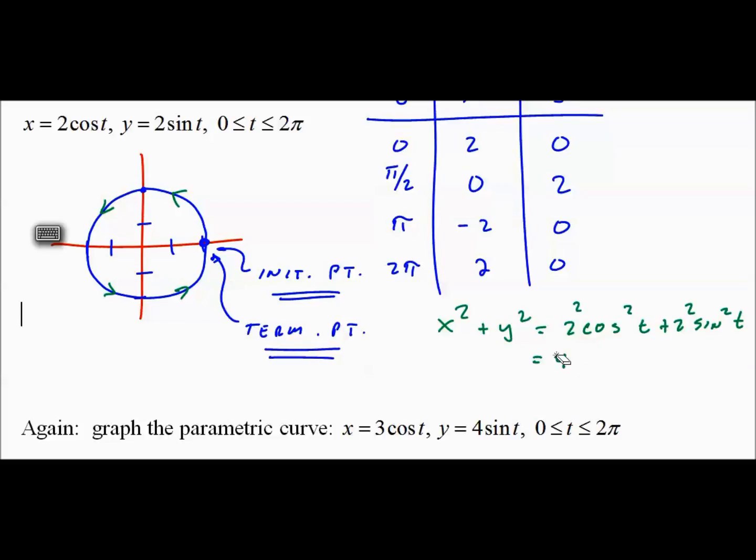And you know what, I'll leave it as 2 squared. Cosine squared plus sine squared, hence the reason we do trig before calculus. x squared plus y squared equals 2 squared. Why did I leave it as 2 squared? Because that tells me the radius. It's a circle of radius 2.